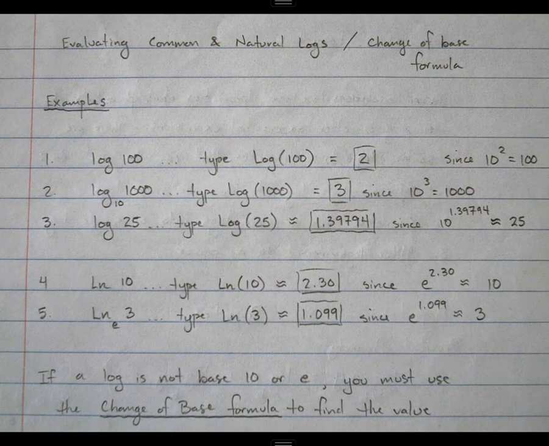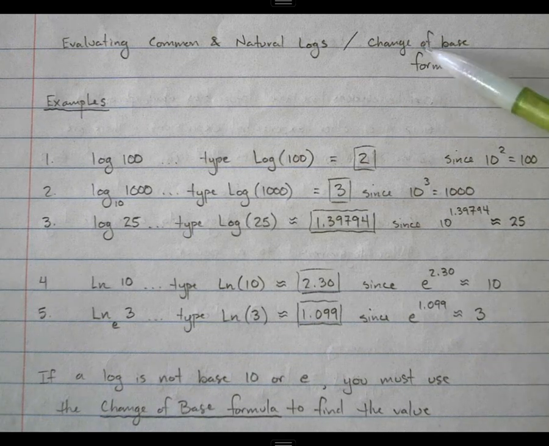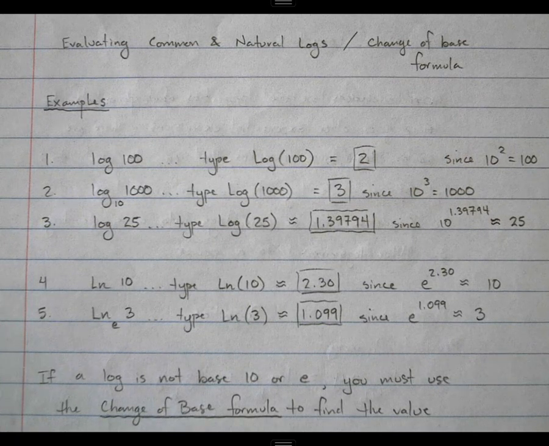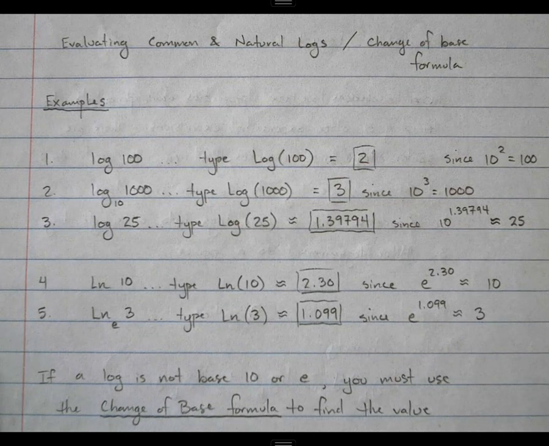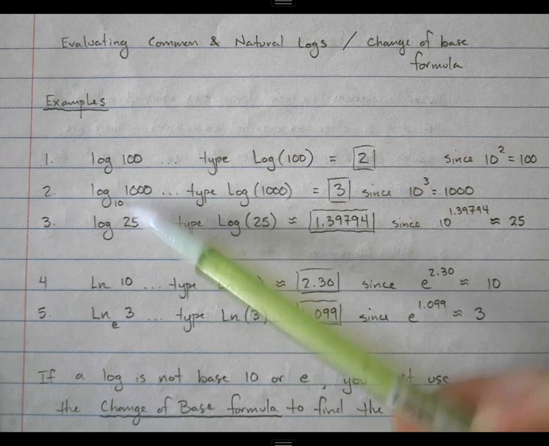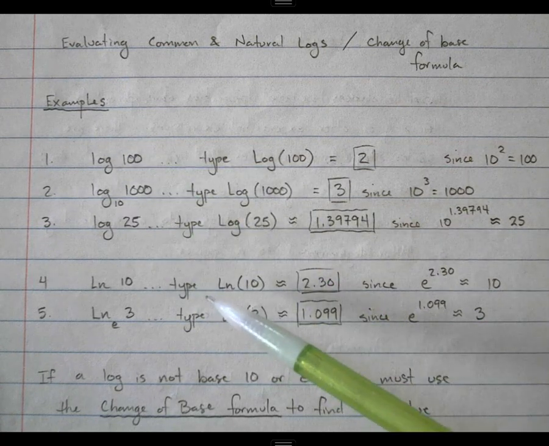All right, this video is about evaluating common and natural logs, and also will include logs that don't have base 10 or base e. So these are examples, and in this video mostly I'm talking about just how to find out what a log of something equals when you type it into a calculator. So if you see no base written or you see base 10, then you can just use the regular log button on a scientific calculator.